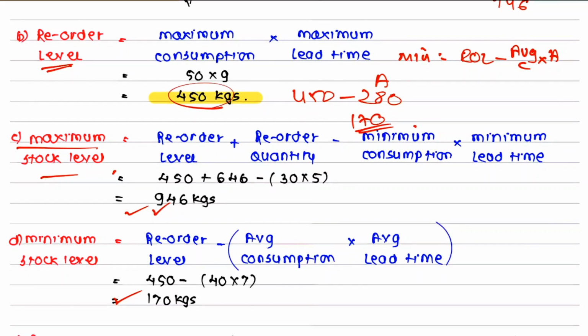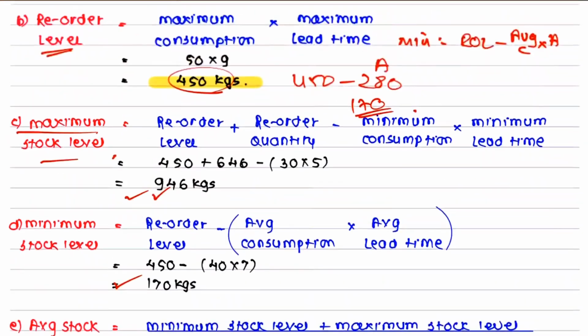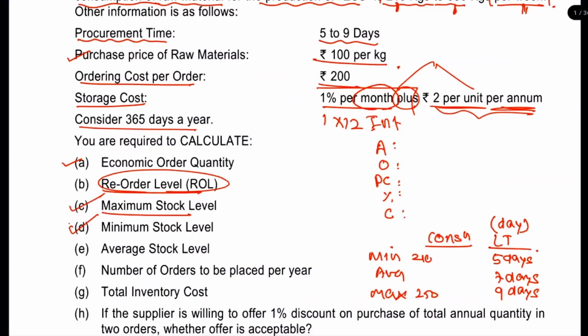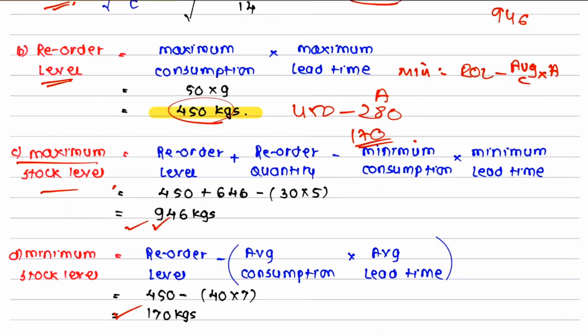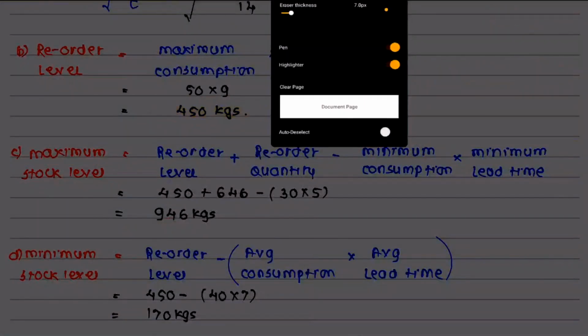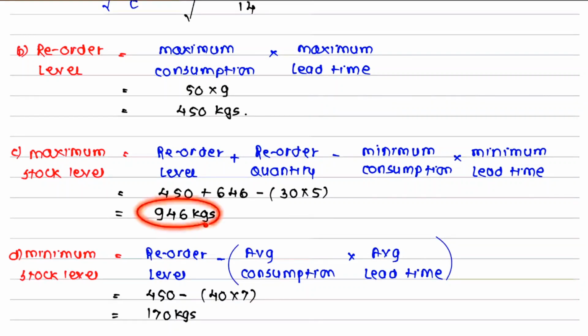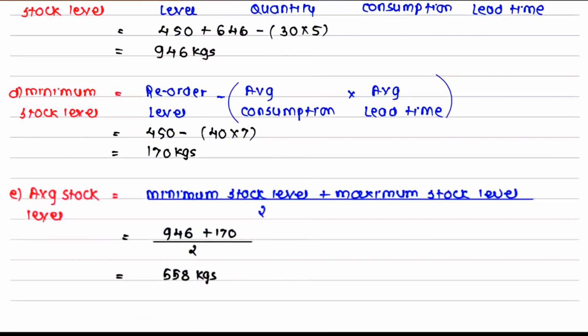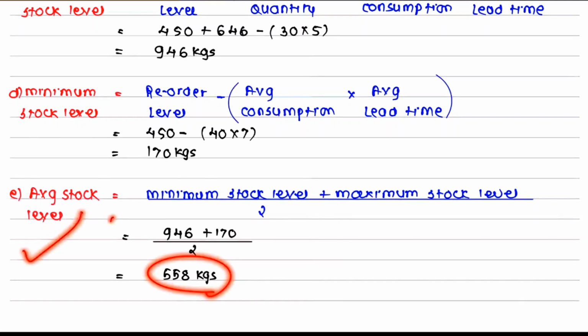Clear, right? Okay. Questions are quite difficult if you observe. This one is quite easy. Minimum stock level, I think that is manageable. Once you have this answer, that is your maximum and this is your minimum. Can we take the average easily? Yes. 946 plus 170 divided by 2, so 558. Your average stock level will be quite easy, right?